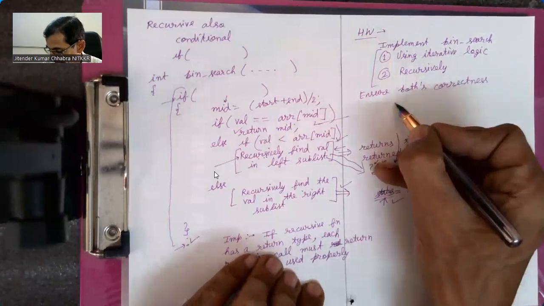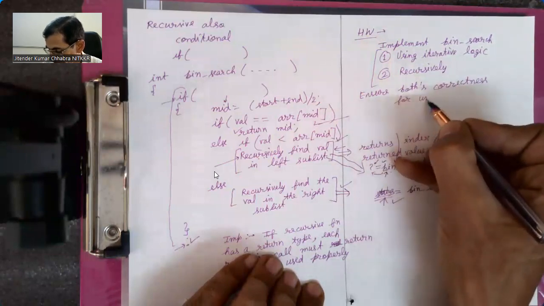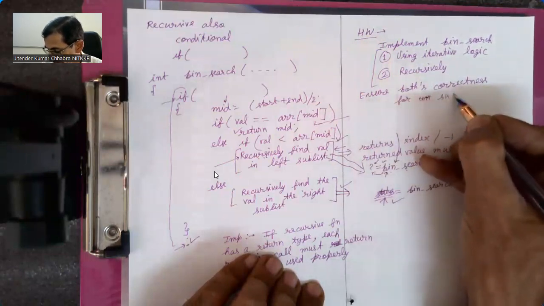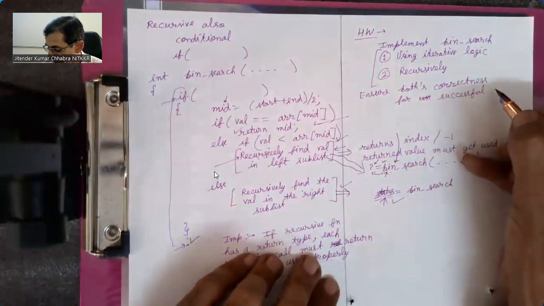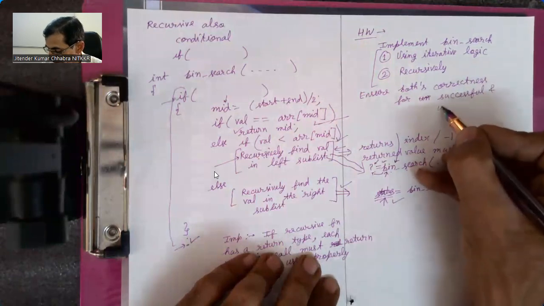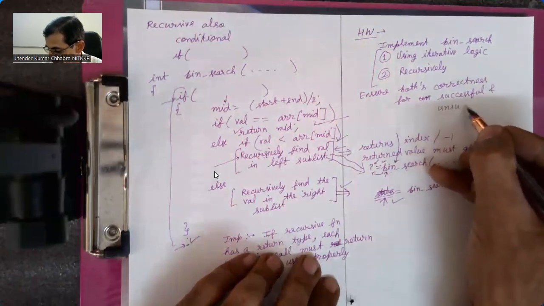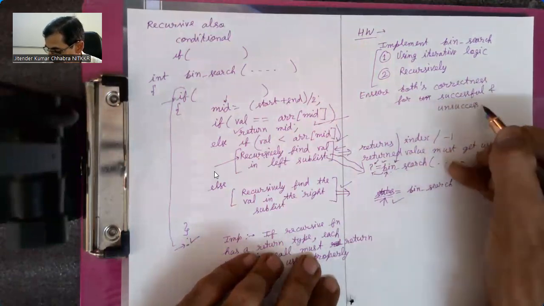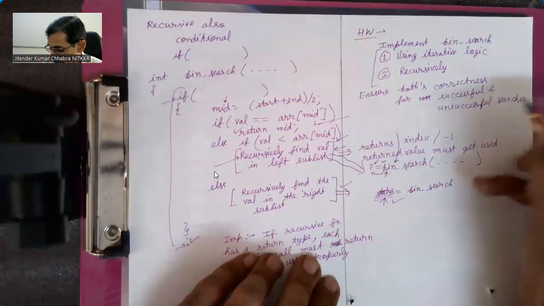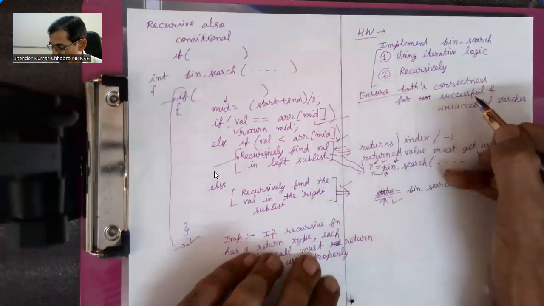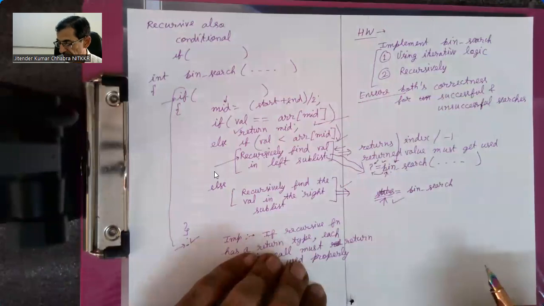for successful as well as unsuccessful searches. If you are searching for data which is present in the list, we will call that a successful case. And if data is not present in the list, that will be called an unsuccessful search. So you must ensure correctness for successful searches as well as unsuccessful searches.